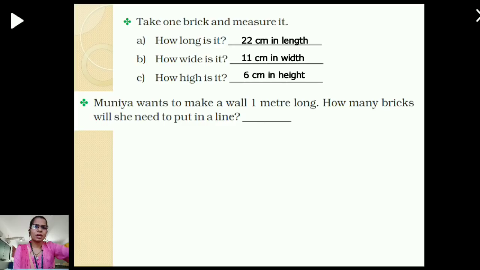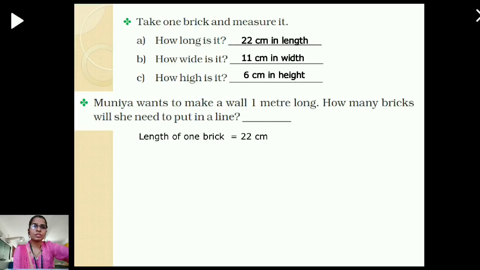Now Munia wanted to make a wall of 1 meter long. Now that I have measured this brick, I can help Munia make the 1 meter wall. A 1 meter long wall means the length of the brick is to be seen, how long it is. One brick has the length of 22 centimeter.